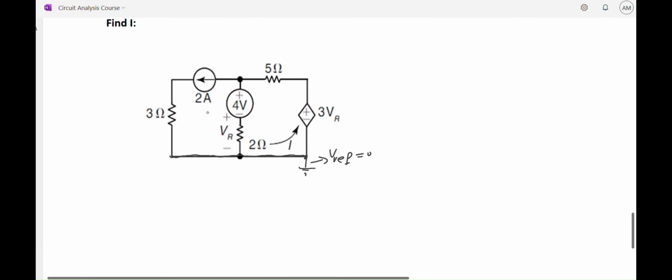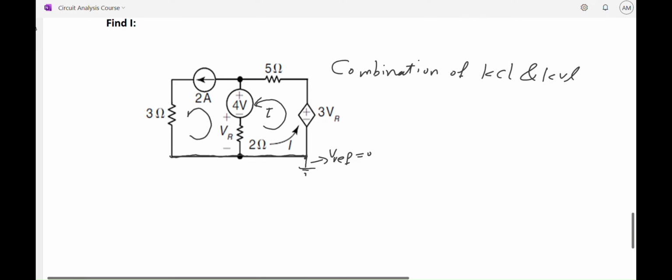In circuits like this, you have to use a combination method, a combination of KCL and KVL. It's not possible to use only one method to figure it out. From here, I can see there is this loop over here. Let's call this one loop 1. And there's another loop over here. Let me call it loop 2.